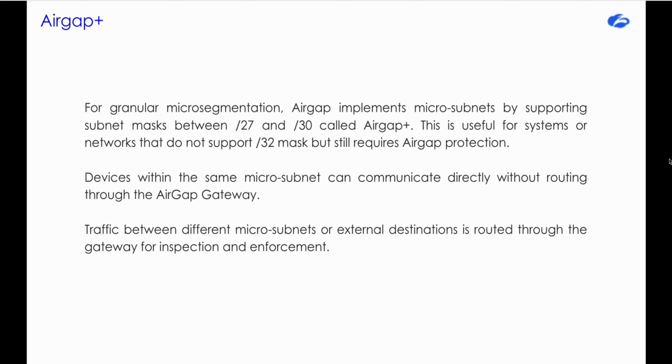The inter-micro-subnet traffic is routed through the Zero Trust device segmentation gateway for inspection and policy enforcement, whereas communication within the micro-subnet does not have the gateway in the data path. Let's take a deeper look at how AirGap Plus works.